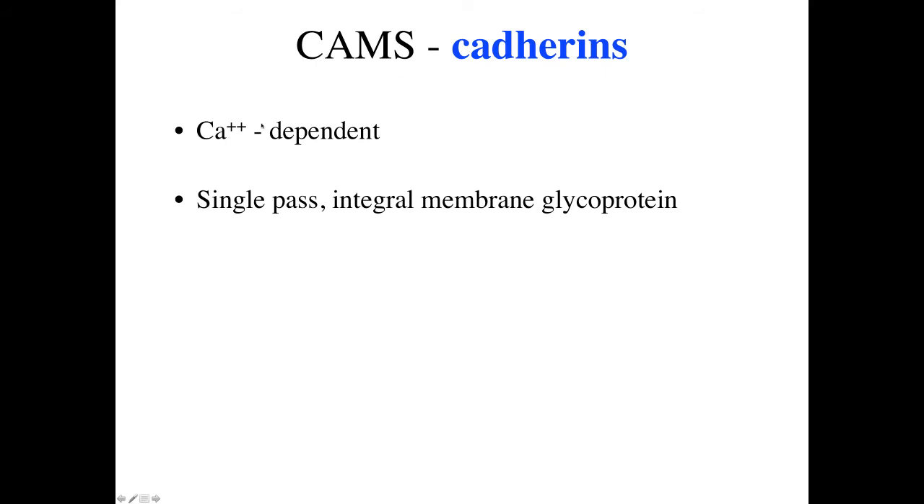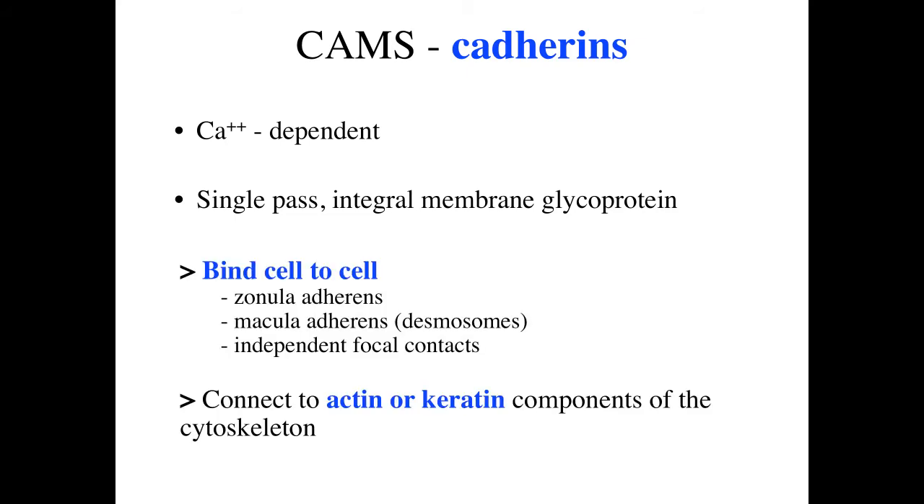So cadherins, they're calcium dependent. They're usually single pass integral membrane glycoproteins, so the sugar residues are on the extracellular domains of the proteins. These bind cell to cell, so you find them in zonula adherens, you find them in macula adherens or desmosomes, and you'll find them in independent focal contacts within cells. Intracellular domains of these cadherins bind to actin or keratin components of the cytoskeleton.